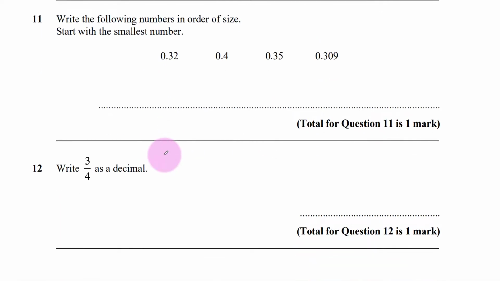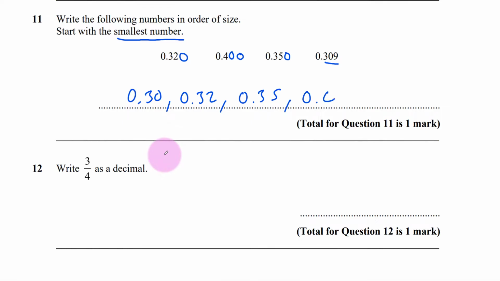Write down the following numbers in order of size. Start with the smallest number. Well, now it says start with the smallest. We've got that to 3 decimal places, so let's just make it all to 3 decimal places so it's easy. So now you can easily see it's 0.30. Next one, 0.32, 0.35, then 0.4.